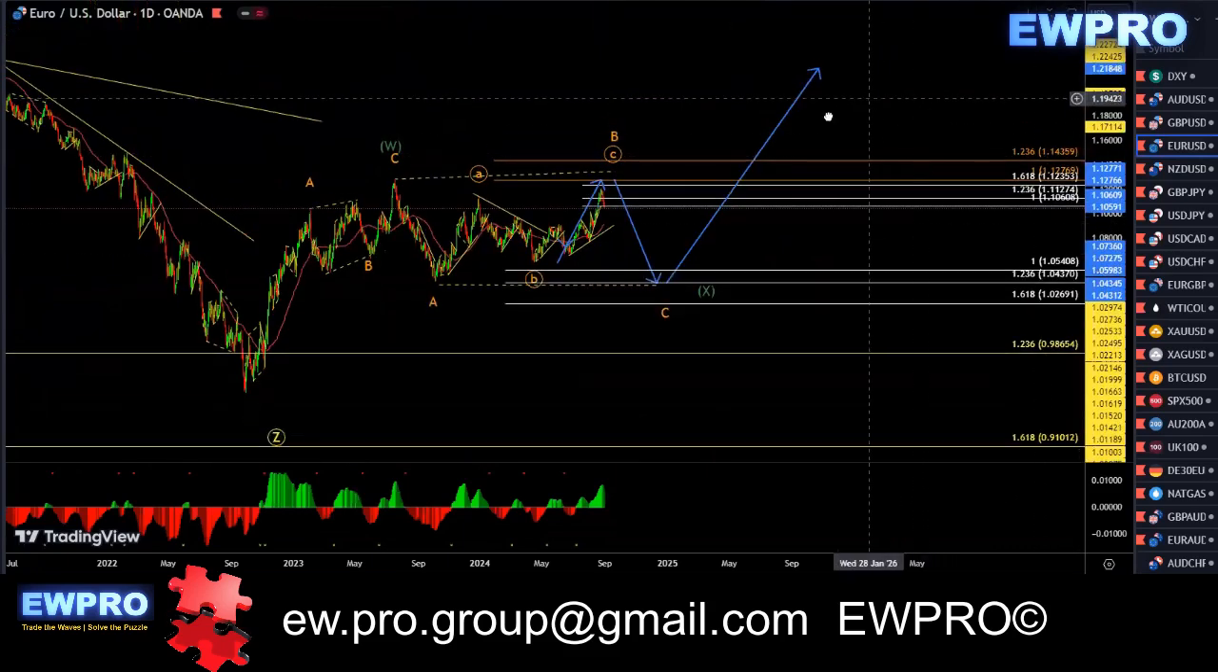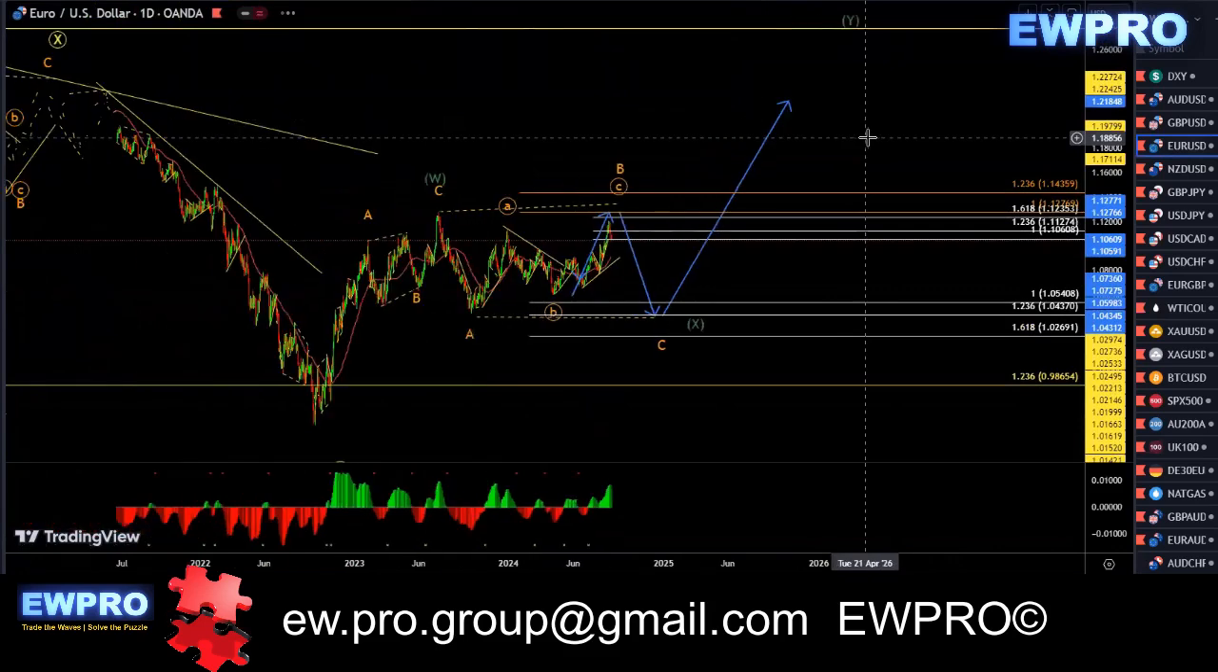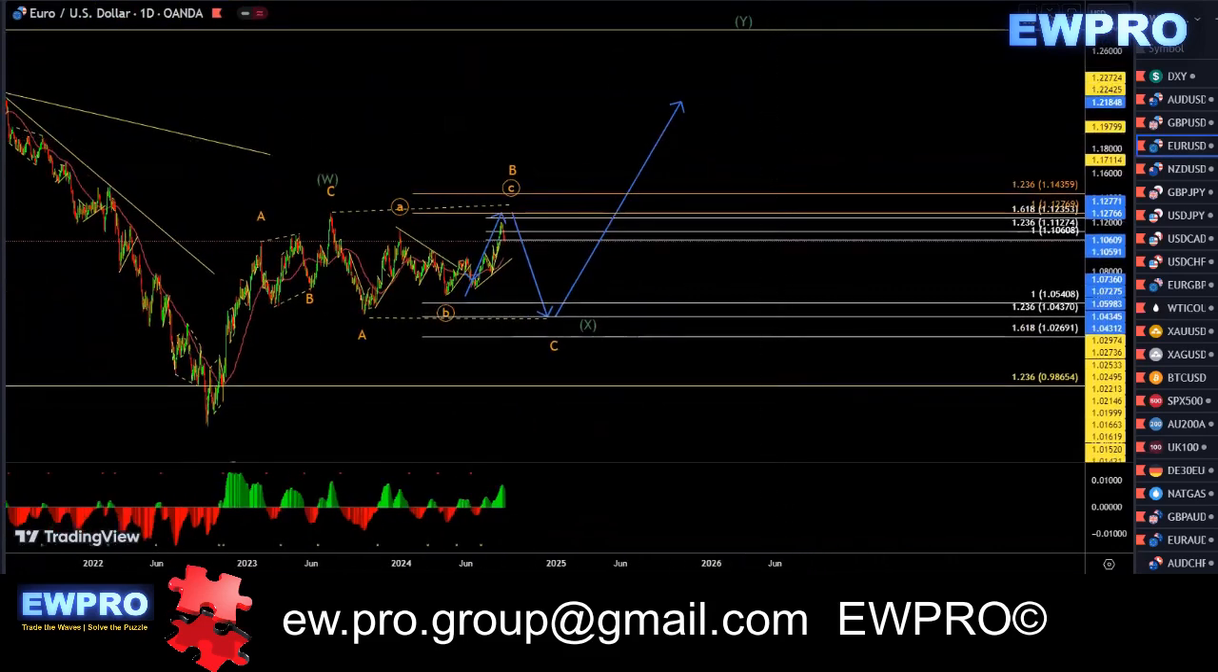EU, it's pretty much following my arrows that I put on ages ago. I'm looking at that A, B, C. We got that C up, so I'm looking for the larger A, B, C down now.